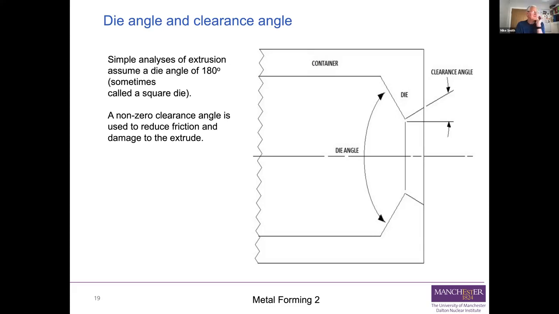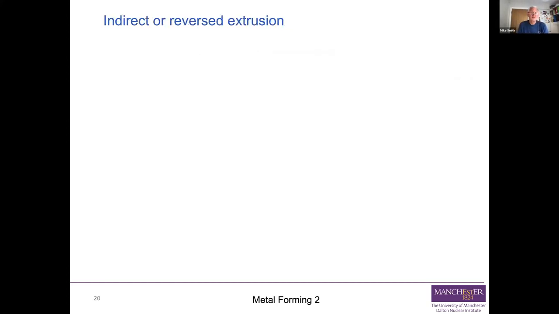So very often you have a die angle that's less than 180 to aid the flow of the material into the die. The clearance angle is there to make sure you don't rub against the extrude. A non-zero clearance angle is used to reduce friction and to reduce the possibility of damaging the extrude by the friction deforming the surface and ruining your surface finish. So those are die and clearance angles.